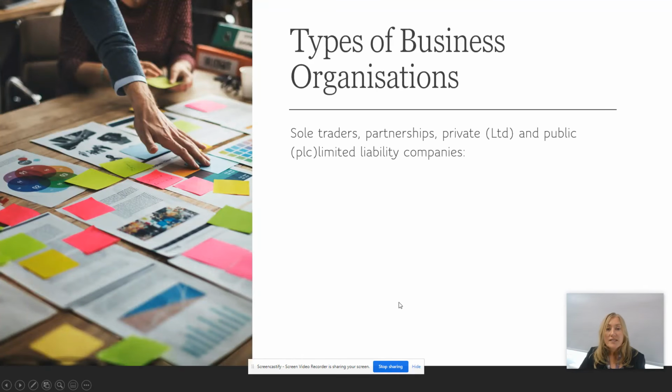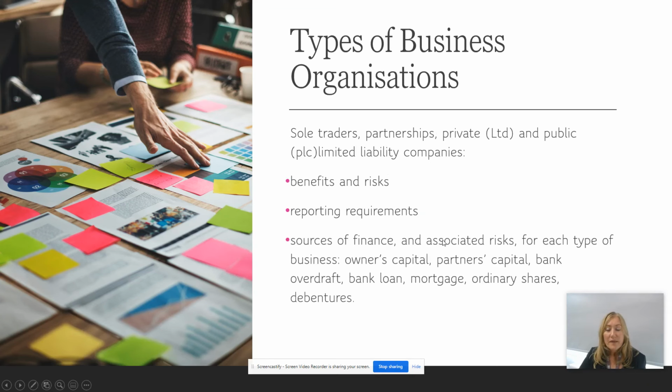So let's just have a look at a reminder of the types of business organisations. As well as knowing about the different types, you need to know the benefits and risks of each. So the fact that sole traders and partnerships are personally liable for any debts of the business, whereas if you're a company, you've got limited liability because that company is a separate entity. So your personal assets as a shareholder or as a director are not at risk. The reporting requirements, so legal obligations, obviously for sole traders and partnerships, are not as onerous as for companies.